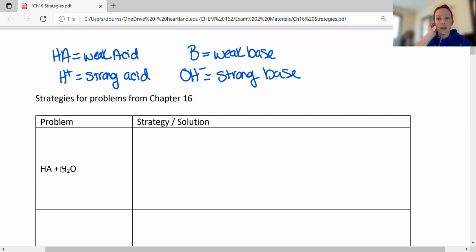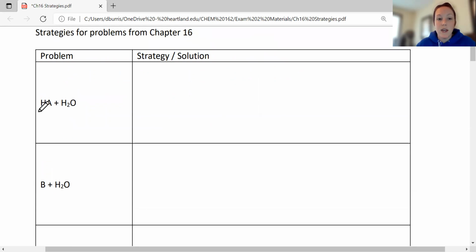Okay, so you need to look at what is being added for each one and what is going to affect the pH, because most of these will be like, what's the pH of blah, blah, blah. So we're going to start out pretty straightforward, and that's when you have a weak acid in water. If you look at this problem, you'd be like, okay, I just have a weak acid. How do I figure out that pH? Now you can't just take the negative log because it's not strong. So you have to do an ice table.